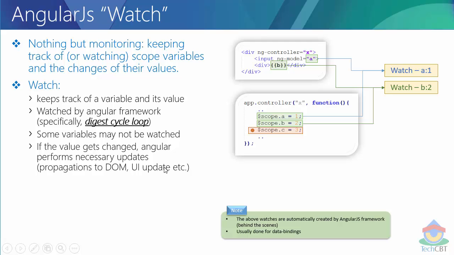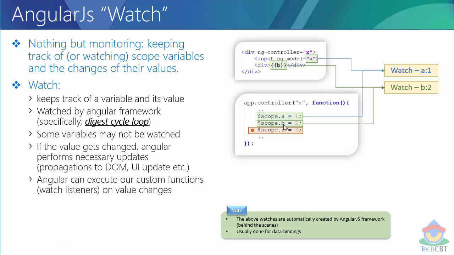Next, AngularJS can execute our custom functions whenever a value changes. Which means if the value of A changes, I would like to have my own function executed. If the value of B gets changed, I would like to have some other function executed. If such is the case, you can define your own custom functions. And those custom functions associated with watches are usually called watch listeners.